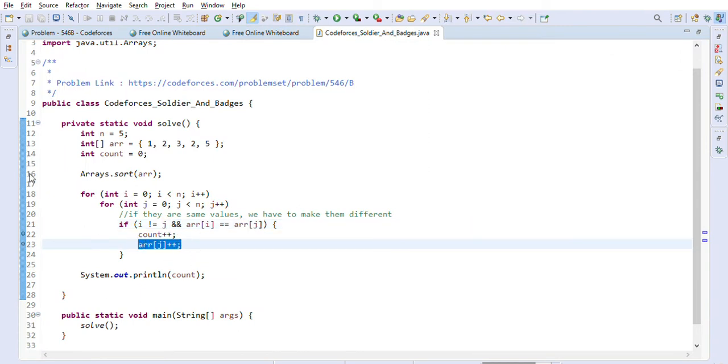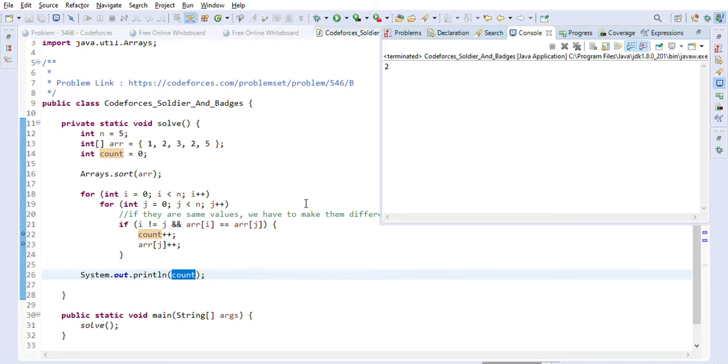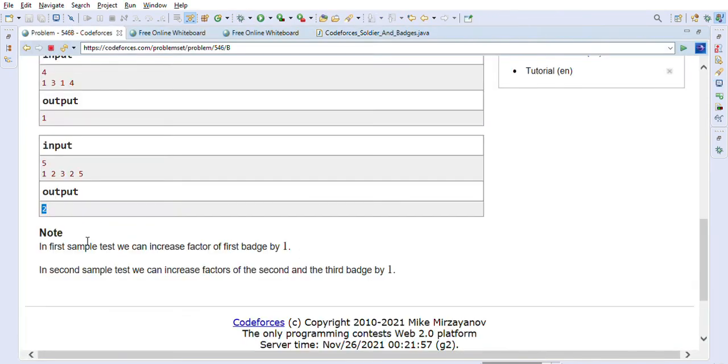It will go through the for loop, and at the end we will just print count. Count will tell us how many badges we have to change to make all the coolness factors different, right? So let's just execute this code now. Now we are getting 2 as our answer, which is the correct one. As you can see here, 2 is the correct answer.